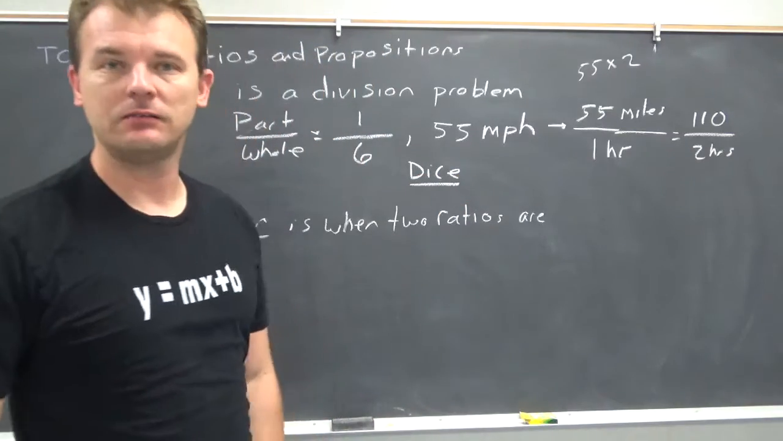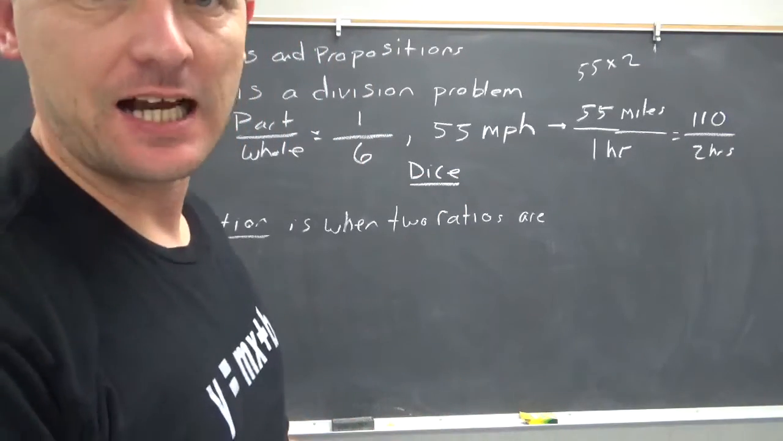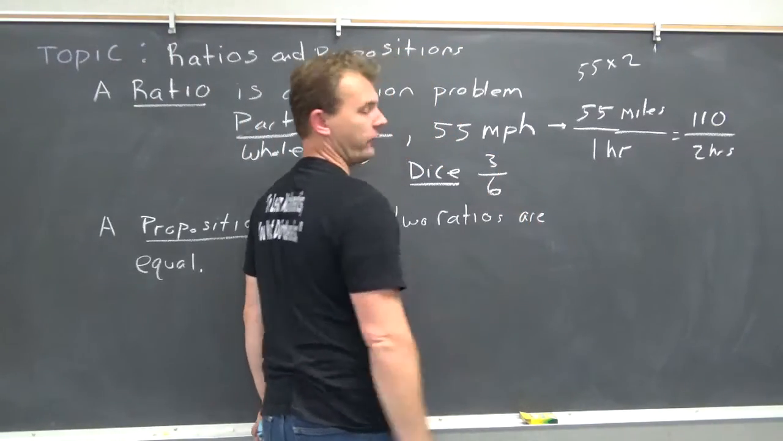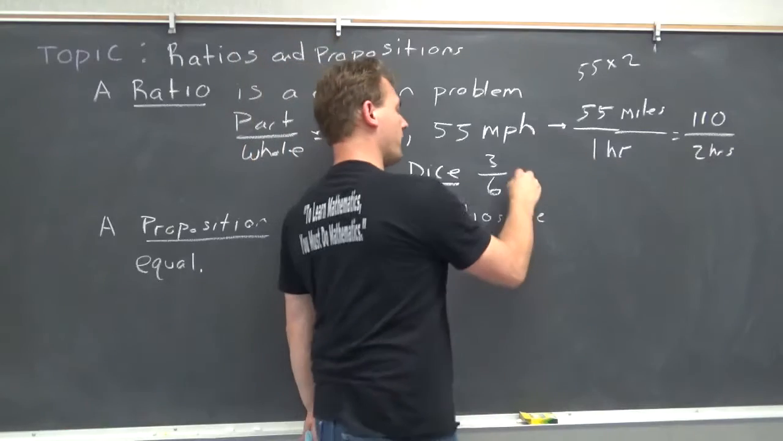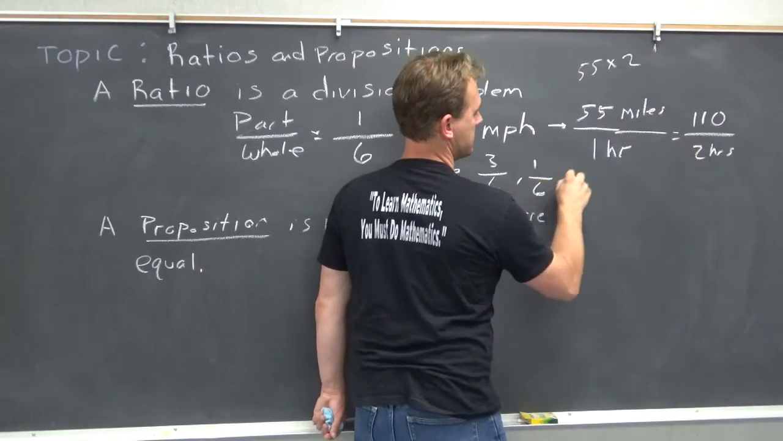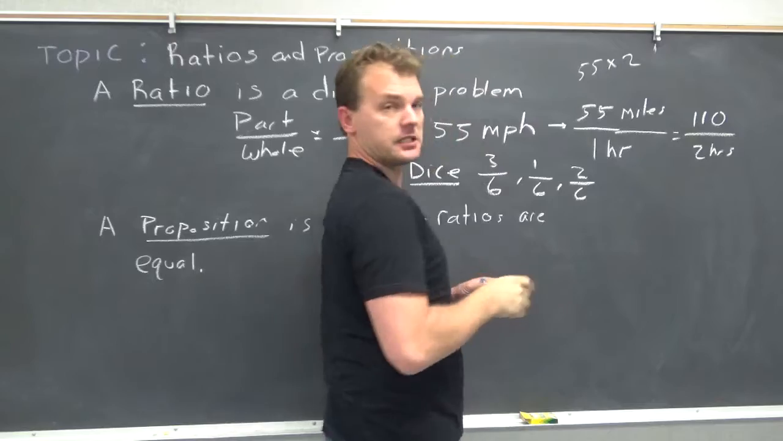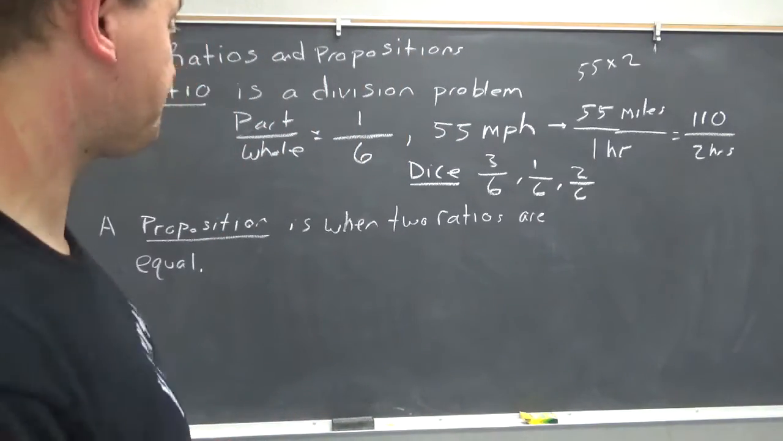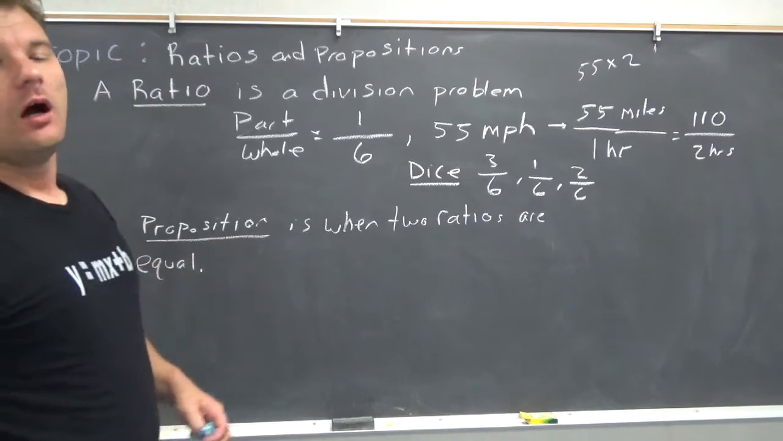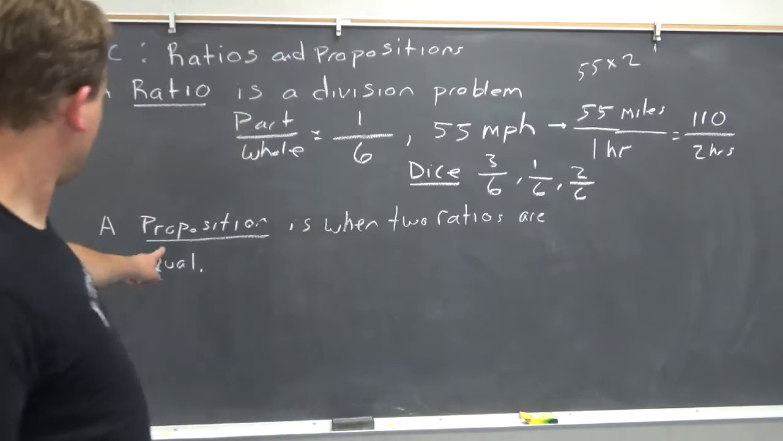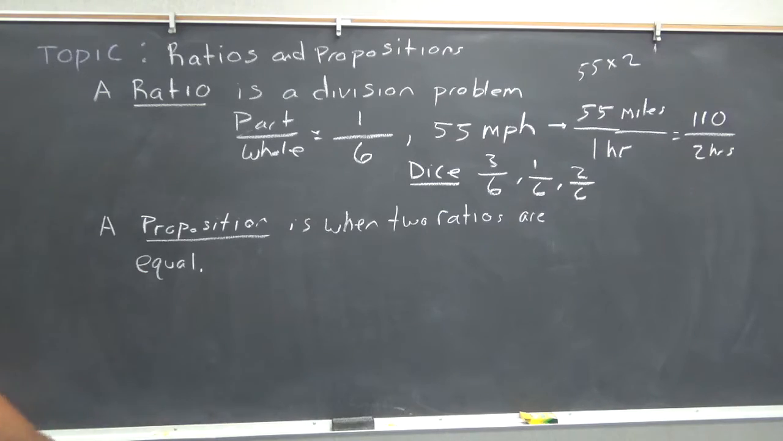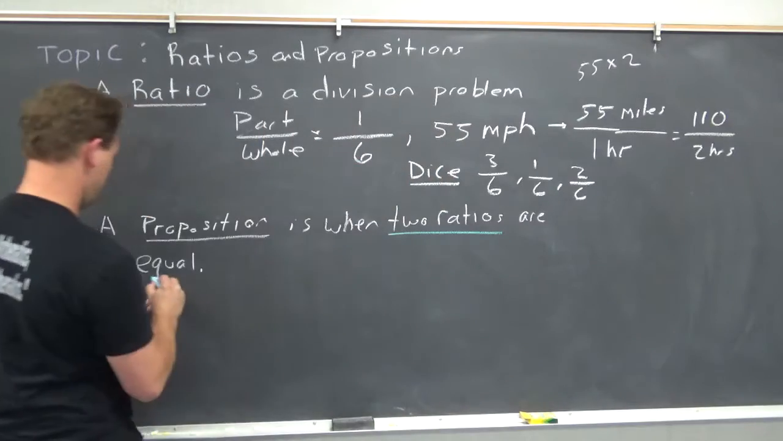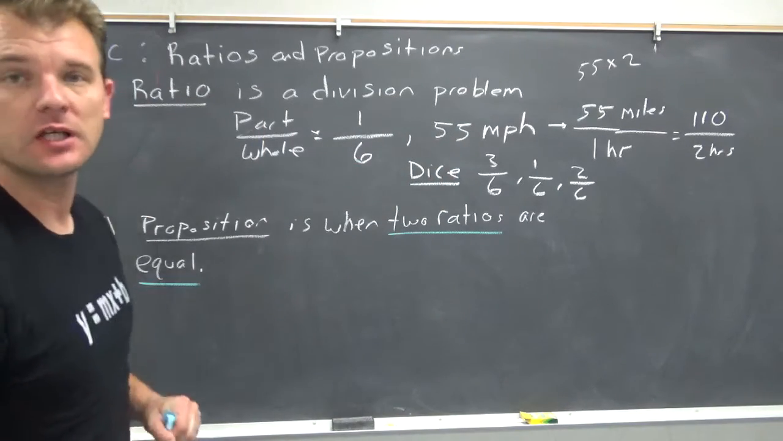Even dice. A die has 6 sides. So what if I roll a 3/6? What if I roll a 1/6? A 2/6? Each time you roll the dice, that is what we call a ratio. Now, a proportion is actually two fractions, two ratios that are equal.